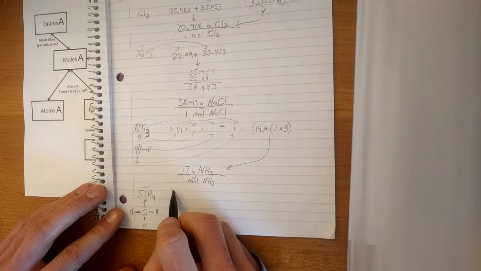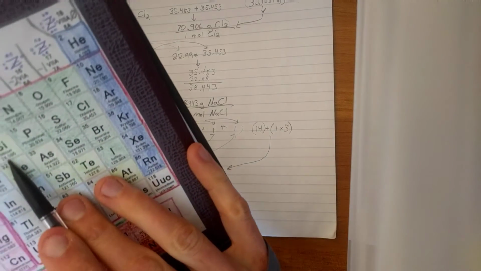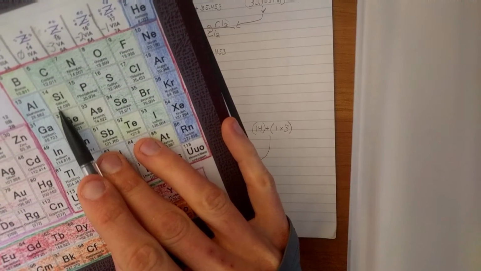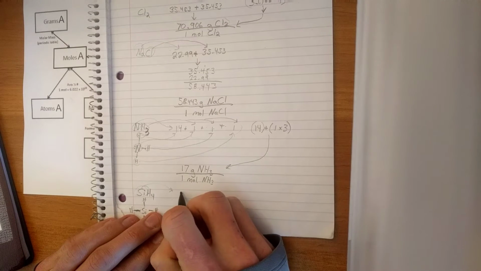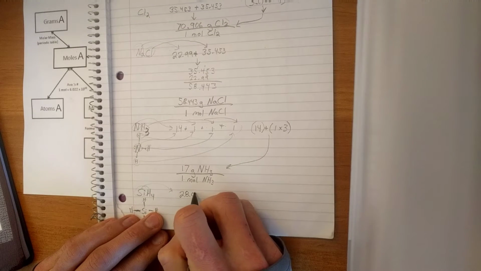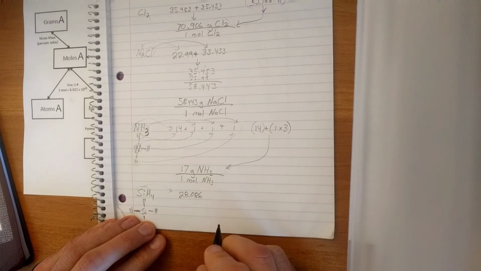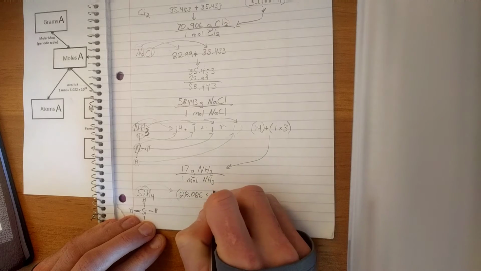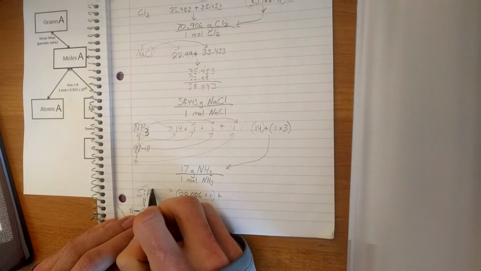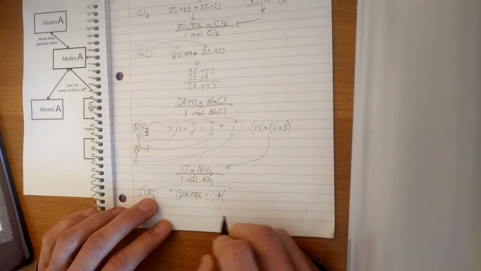1 silicon. So silicon on the periodic table. Look it up and you'll find that silicon is 28.086. So 28.086. There's only one of them. So really that's times 1 plus my second element. How many do I have there?